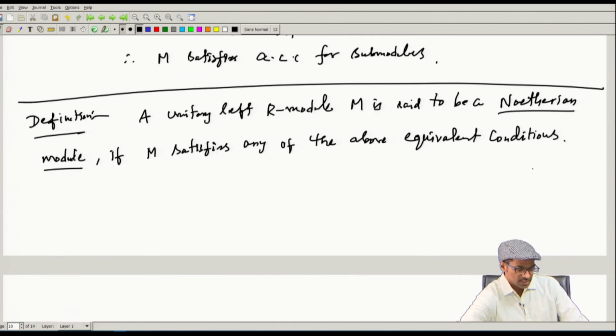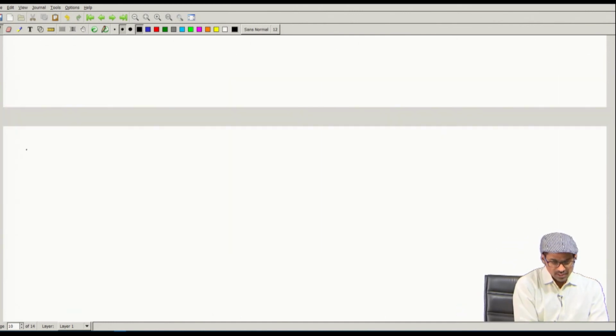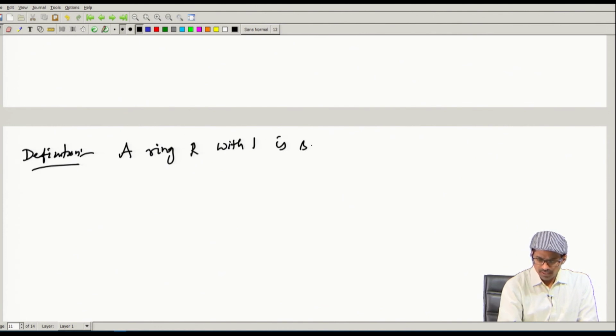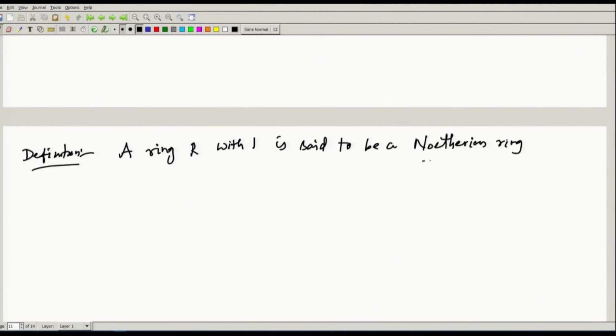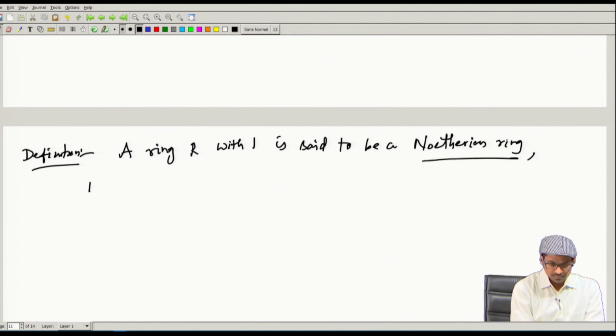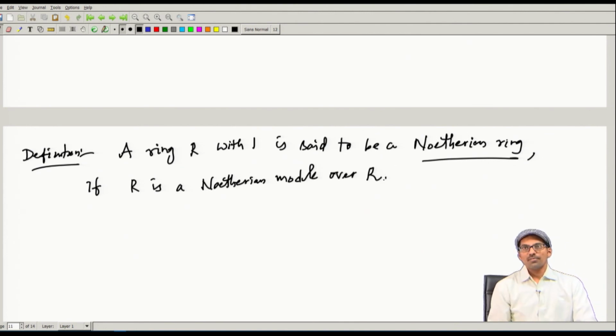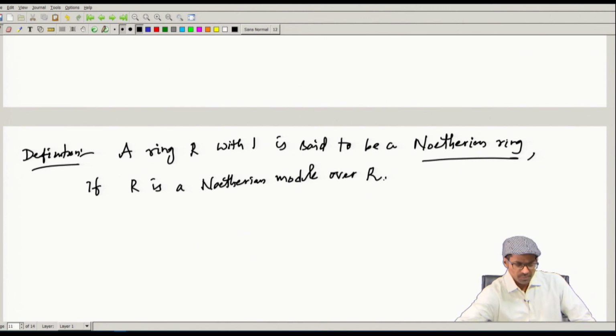Similarly, we have a definition: a ring R with unity is said to be a Noetherian ring if R is a Noetherian module over R itself. Because every ring is a unitary left R module by using scalar multiplication as the multiplication in the ring. So, then we say that it is a Noetherian ring. So, we can have some examples.